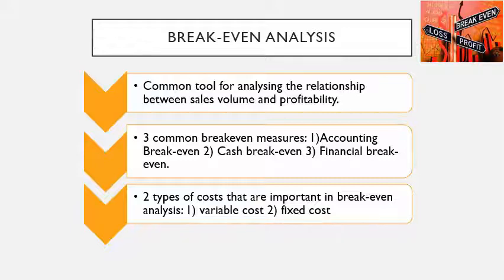As I said before, we have two important costs in break-even analysis. The first one is variable cost, that is cost that changes when Q output changes. Fixed cost is a cost that does not change when Q output changes. So total cost is the sum of variable cost and fixed cost. Our concern in break-even analysis is to find Q, quantity or sales volume, and how much profit we get.